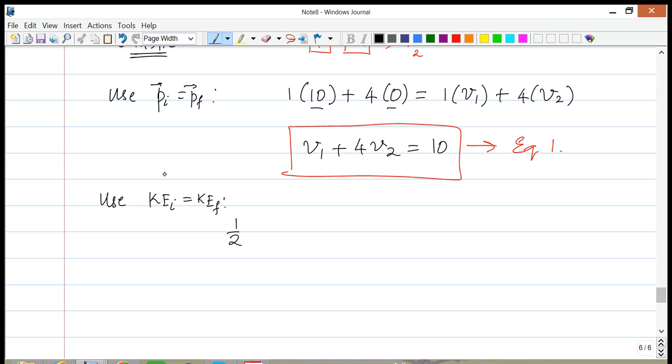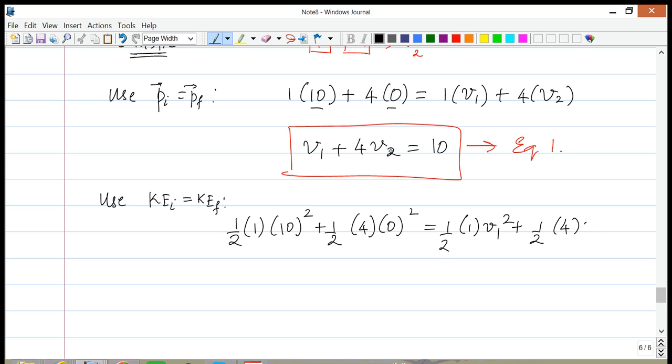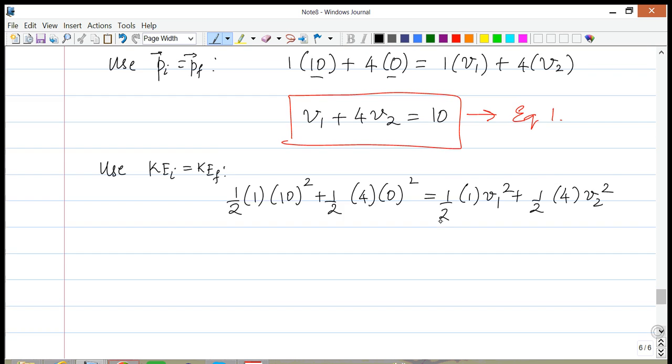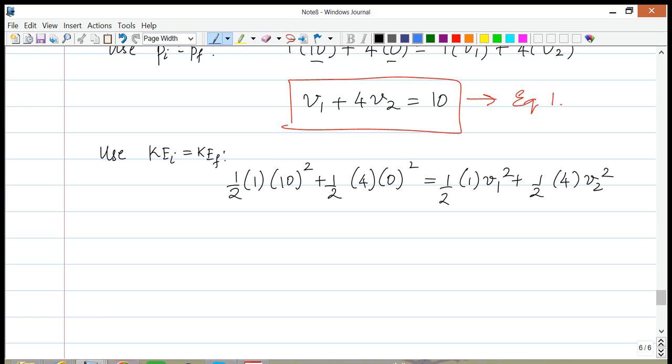So let's write down the total initial kinetic energy. It is equal to 1/2 times 1 times 10 squared plus 1/2 times 4 times 0 squared, and the final is equal to 1/2 times 1 times v1 squared plus 1/2 times 4 times v2 squared. Great, so we have our kinetic energy equation. Now at this point, what I would recommend is that you do not start multiplying everything by half, do not just combine all the terms. It's always a good idea to simplify things.